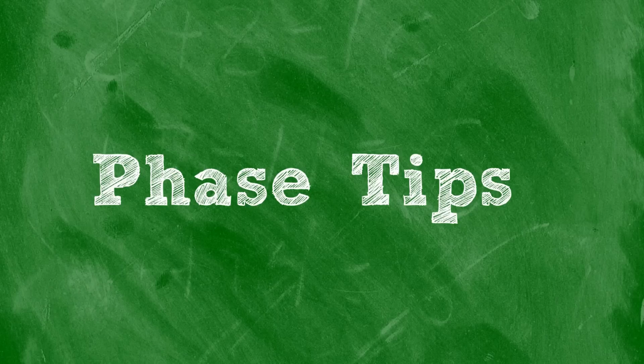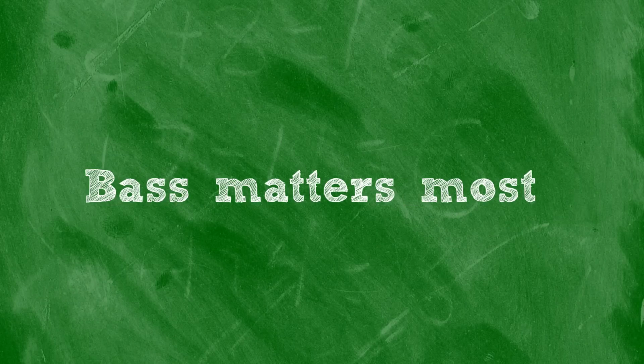So the first tip is that bass matters most. Phasing problems will be much more apparent in the bass and the low-mid range than in the higher frequencies. So focus on the bass first. You really want your kick and your bass and your snare, if the kick plays at the same time as the snare, to all have a great phase relationship, because if they don't, it can cause some issues and just lose a lot of the punch or the power in the track. So really, the bass matters most.